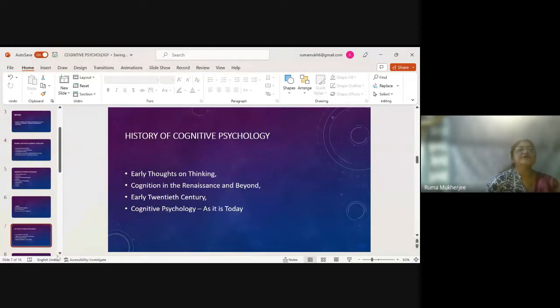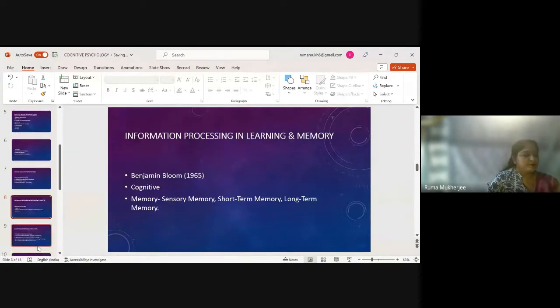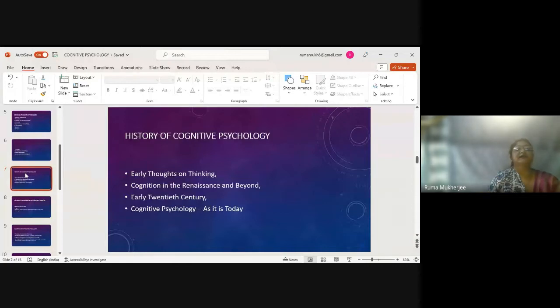Now then comes the next slide, slide number 7. It covers mainly the brief history of cognitive psychology. The history of cognitive psychology starts from the early thoughts on thinking, then the Renaissance period, or cognition in the Renaissance and beyond, then the early 20th century, and lastly cognitive psychology as it is today.